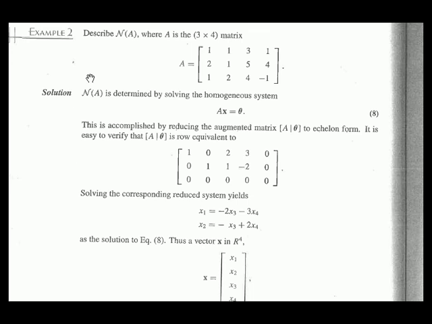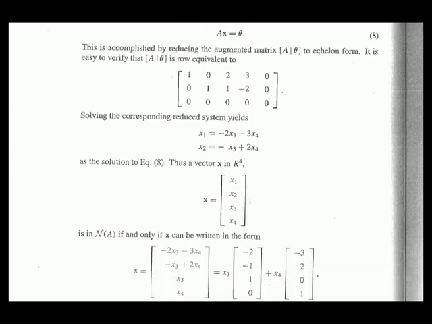Now, if you have to actually find the null space of a matrix, we know it's got to be a subspace. Then how do you do that? Well, you just solve AX equals 0 the usual way. You reduce it to row echelon form, solve for x1 and x2 in terms of x3 and x4, and write out the solution in vector form like we did in chapter 1.